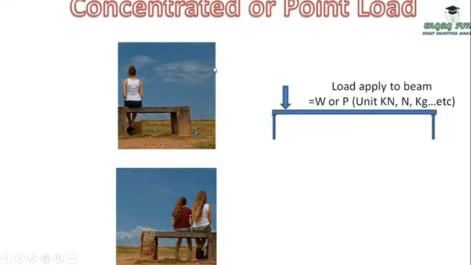That is the example for concentrated or point load. You can see the diagram. The bottom will be like the beam, and the man will be like a load. The load is acting at a particular point. That is called a point load. In the bottom figure, two persons are sitting on that beam, which could be a simply supported or fixed beam. So two point loads are acting on the particular beam.